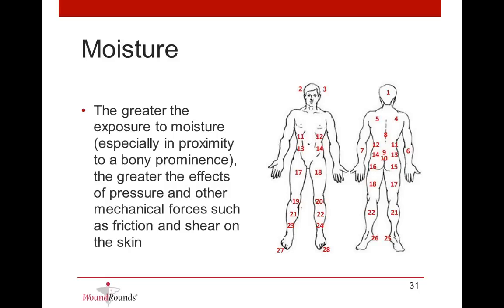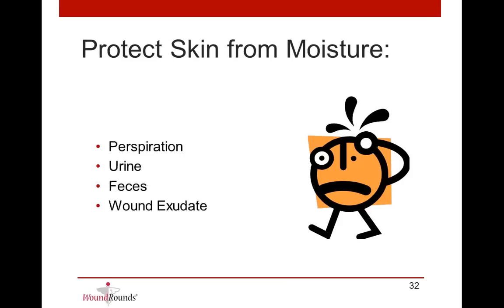The fourth Braden subscale addresses moisture. Evidence shows that the greater the exposure to moisture, the greater the effects of pressure and friction and shear have on the skin. So while we are trying to redistribute pressure, we need to keep in mind that friction and shear can have a huge impact on the skin as well as moisture. So what do we need to do? We need to make sure we protect the skin from moisture.